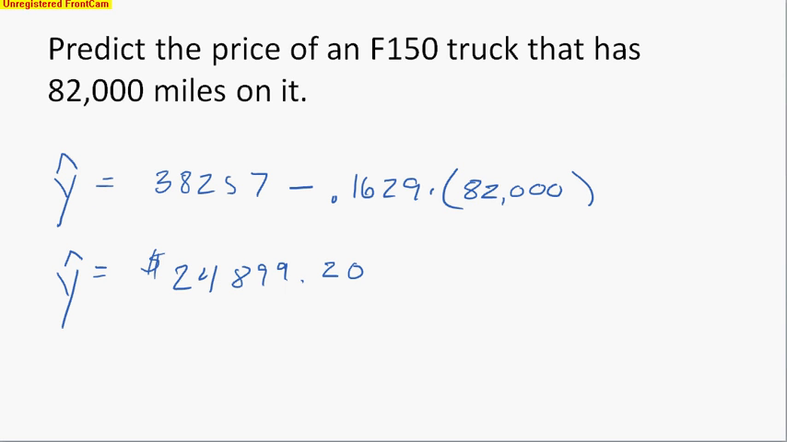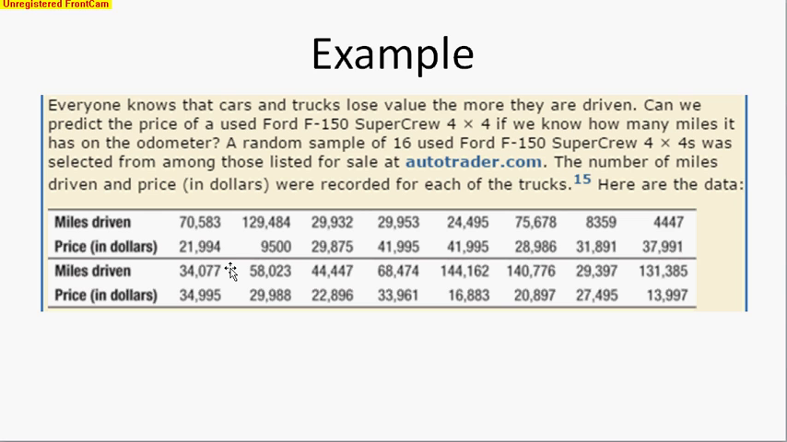So is this a good prediction, or is this extrapolation? Well, look back at my data. Basically, a truck with 82,000 miles on it is within my data. So look, I had some trucks with 70,000, some trucks with as high as 130,000. I even had one here as low as 4,000. So as long as I'm making a prediction on a number of miles that was actually involved in my data. Again, my data ranges from as low as 4,000 miles to as high as 144,000. So as long as I'm making predictions within that range, I'm good to go.